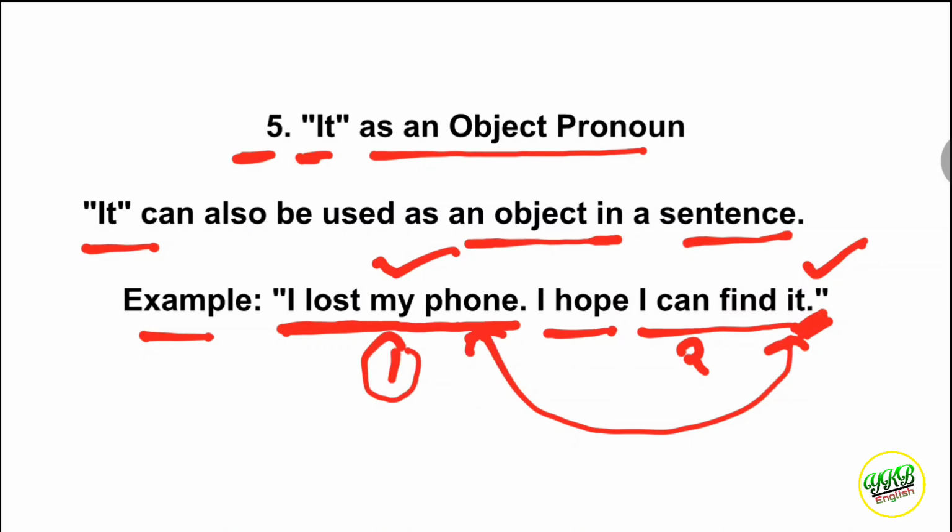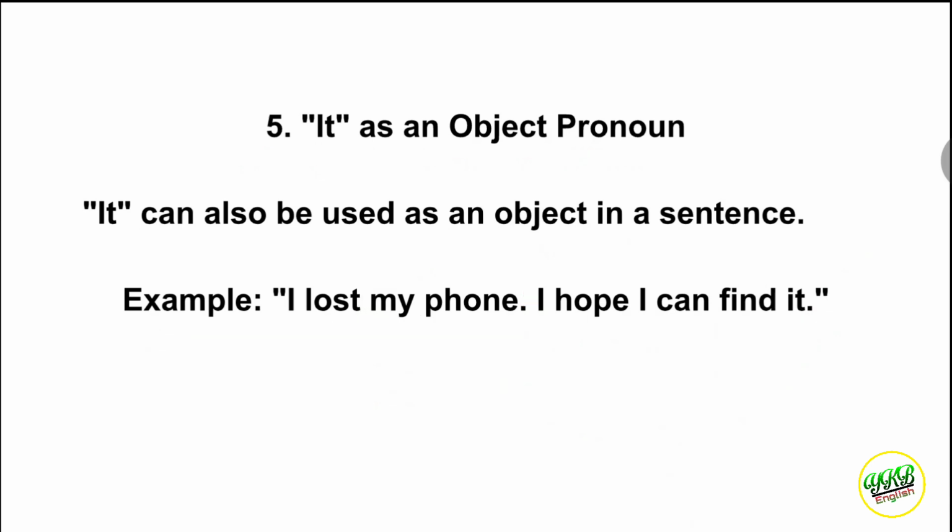I lost my phone. I hope I can find it. "It" is used for my phone, because my phone is the object in the first sentence, and in the second sentence "it" is used as the objective pronoun. So we also use "it" as an object pronoun. Let's see the next use of "it."